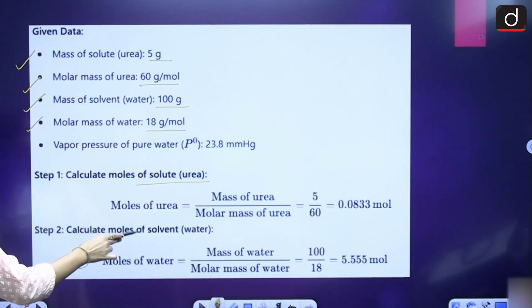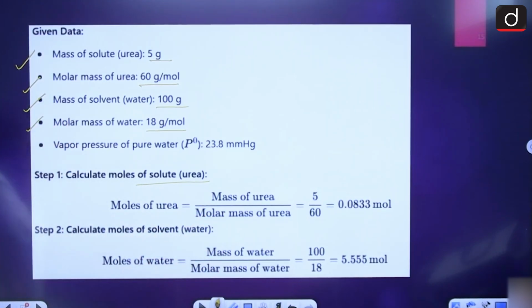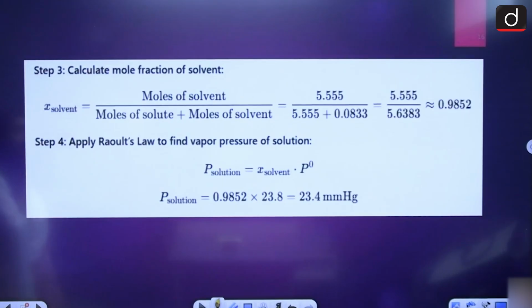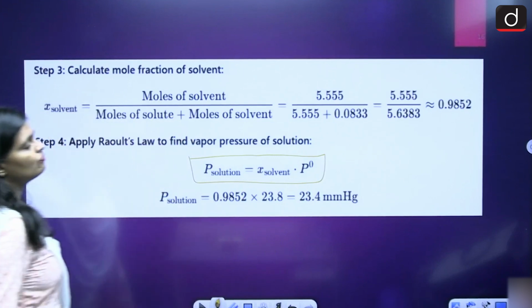So moles of urea is equal to mass of urea divided by molar mass of urea. Simply, you have to first calculate the moles of urea and water. Now for the mole fraction, moles of solvent upon solute, you will calculate the mole fraction. Then write down Raoult's formula.